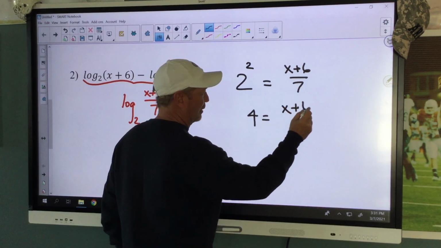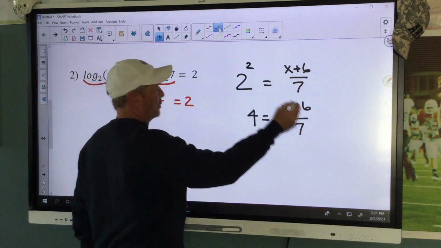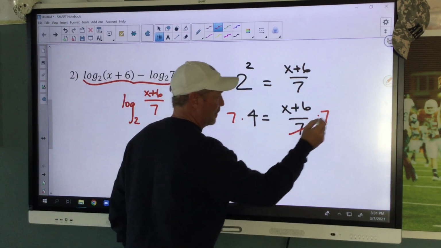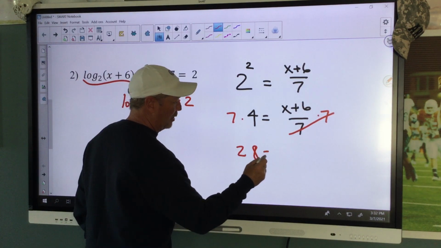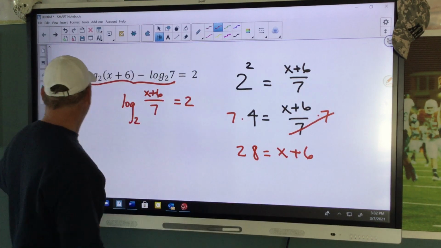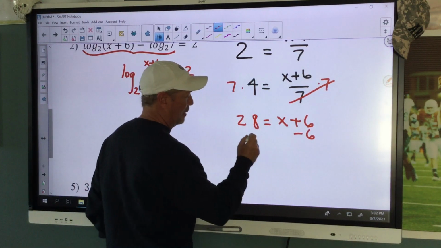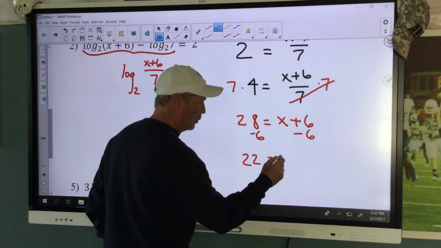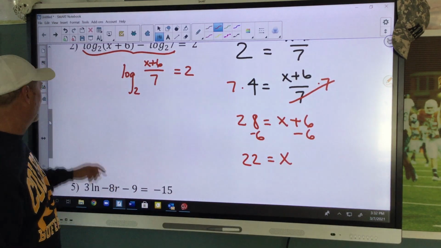Now it looks very similar to the problem we just did. We will multiply times 7, I will get 28 equals x plus 6. We will move the 6 to the other side, minus 6, and we would say that 22 equals x. Okay, I'll just keep going.